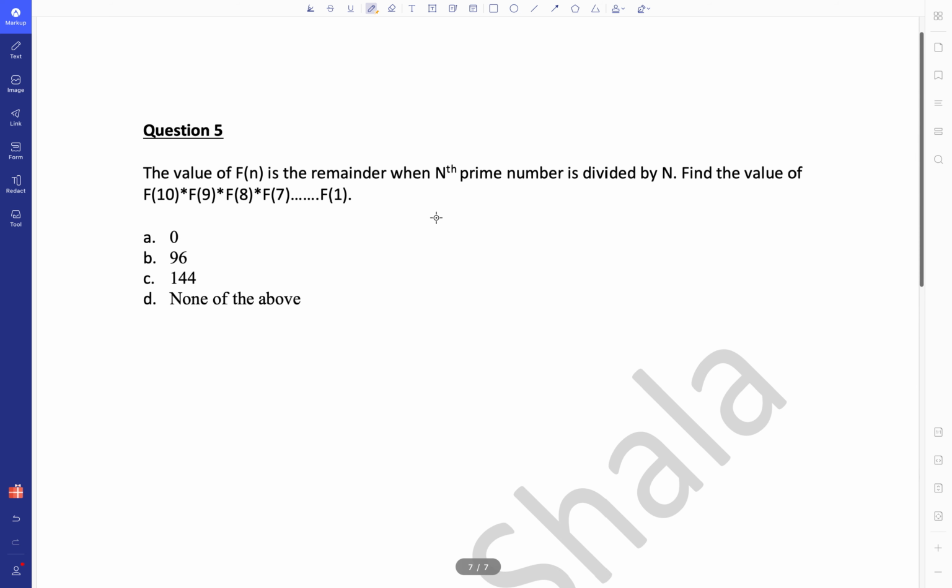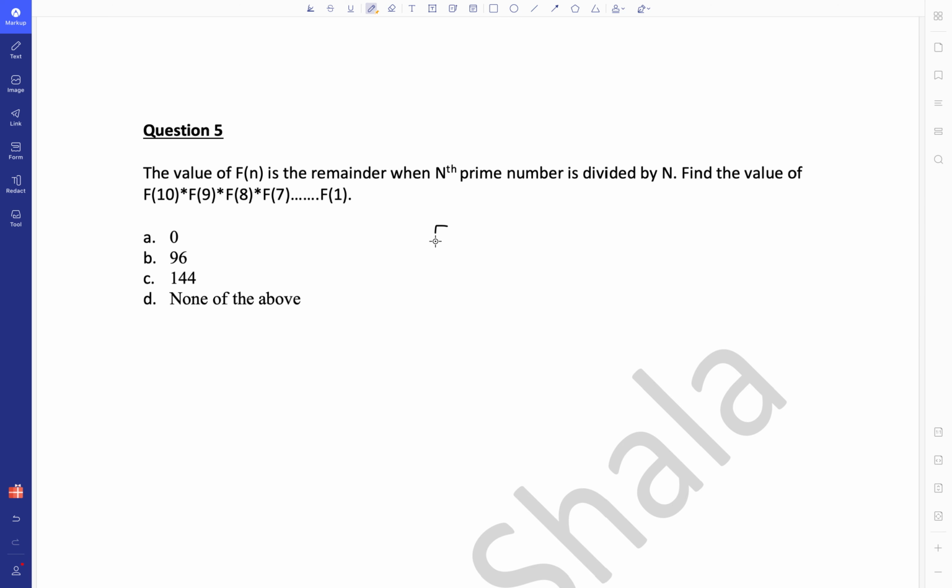Coming to the last question, this is a very easy question. You should pause it here and try to solve it yourself. Give it time, you should be able to solve this yourself. The value of fn is the remainder when nth prime number is divided by n. Okay. Fn means the remainder when nth prime number is divided by n.